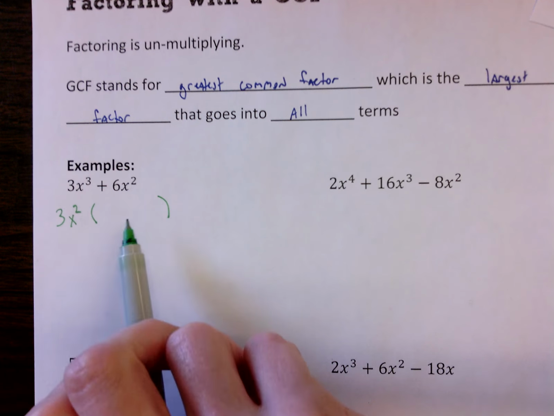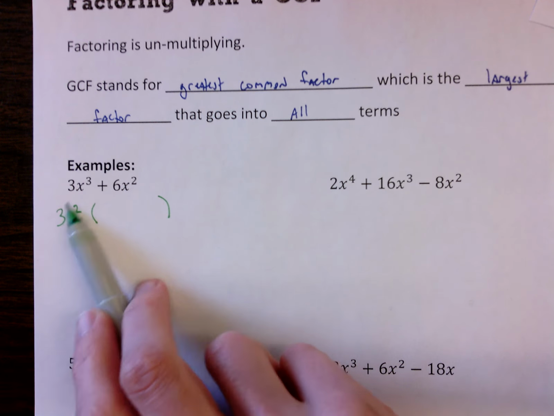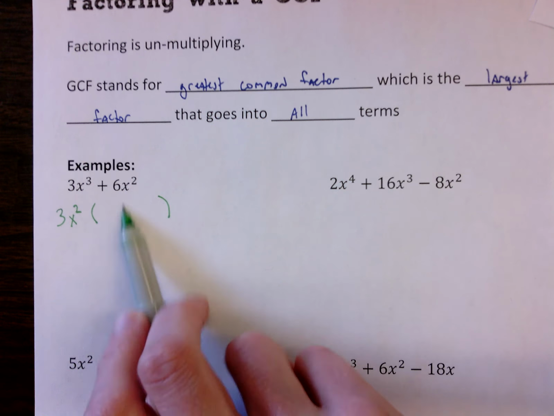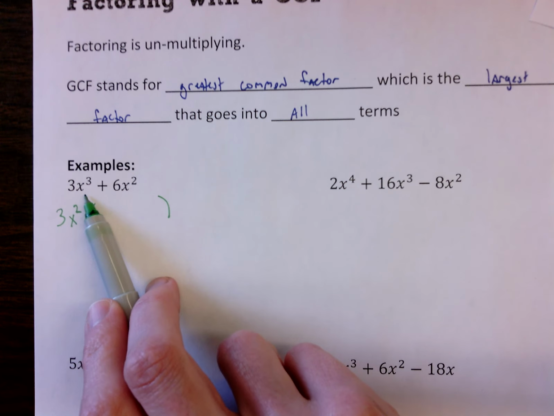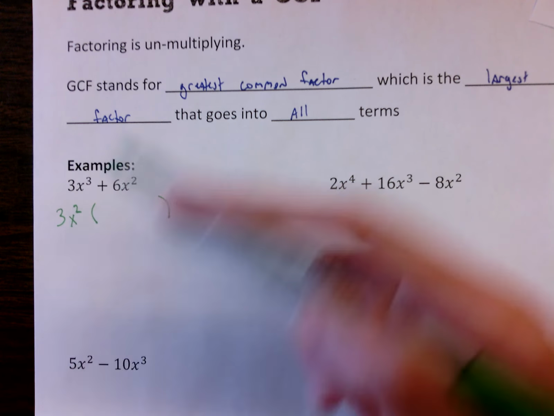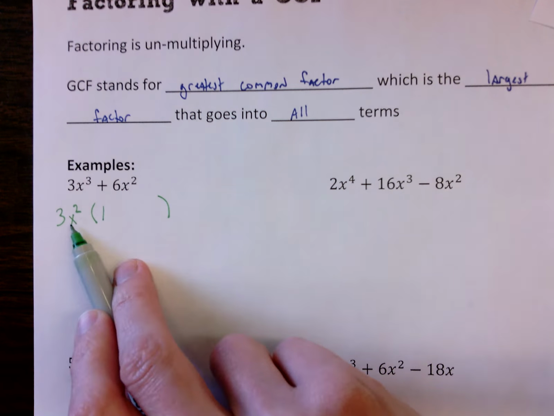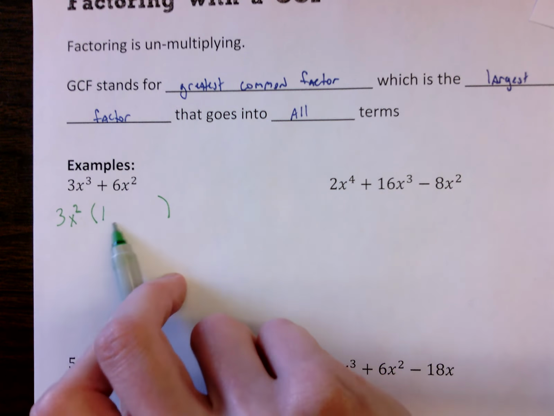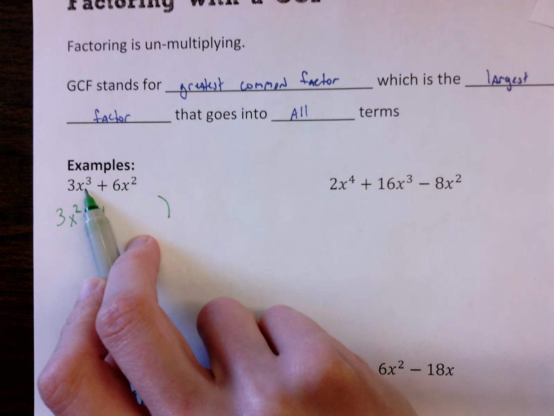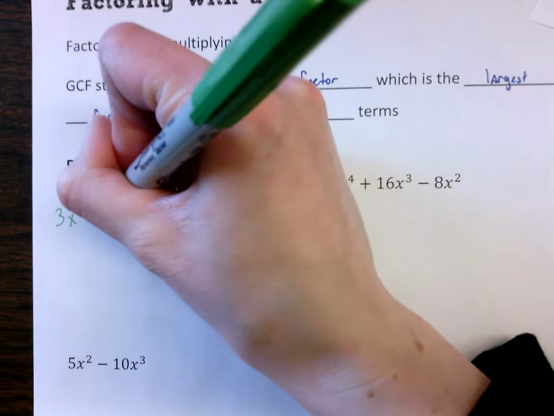So what goes in the parentheses? Well, I want to think to myself, if I were to do a distributive property, what would have to be here so it would multiply to give me that as my answer? Well, it would have to be 3 times 1 to stay at 3. And if I've got 2 x's, how many x's need to be here so that I'll have 3? Well, just 1 more, so 1x.